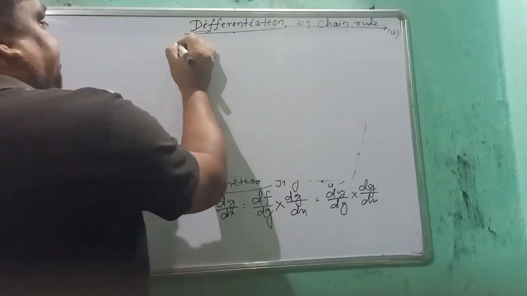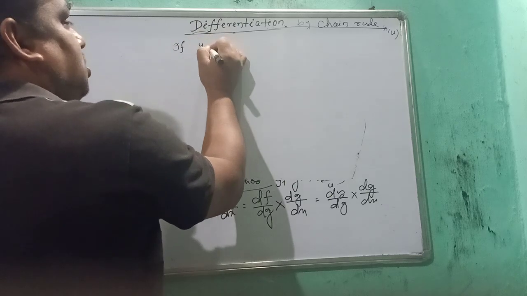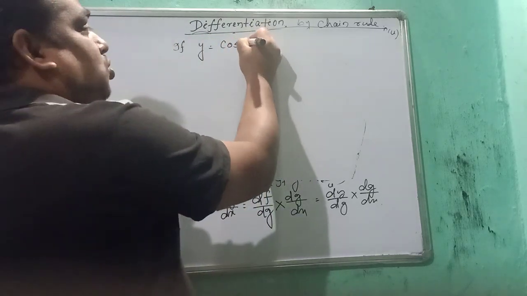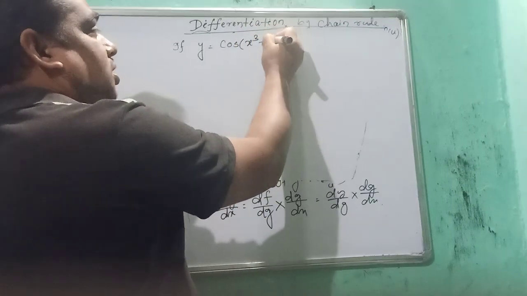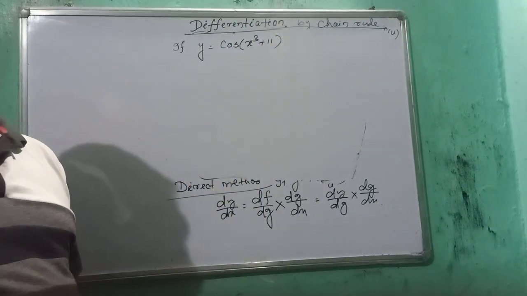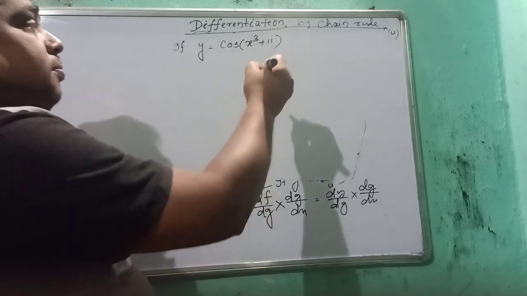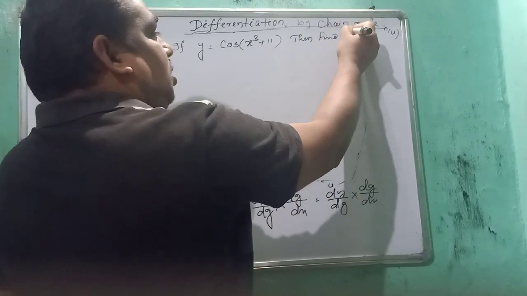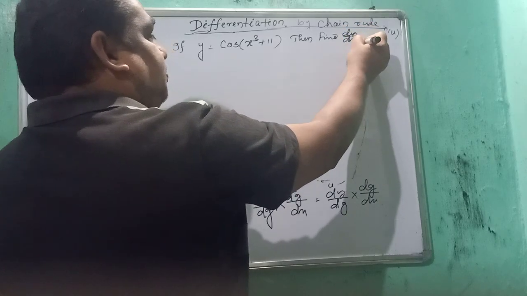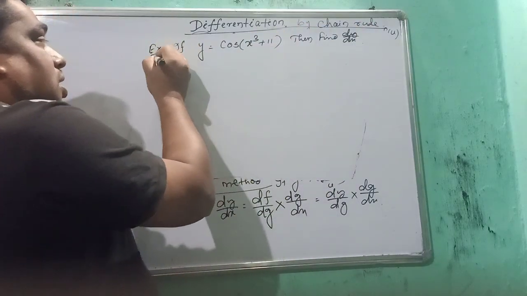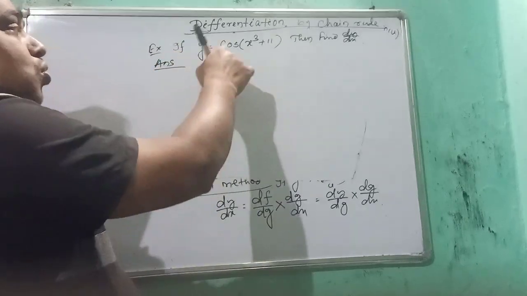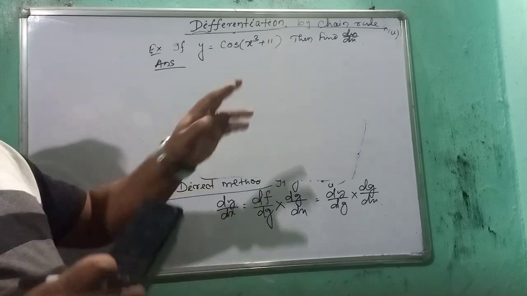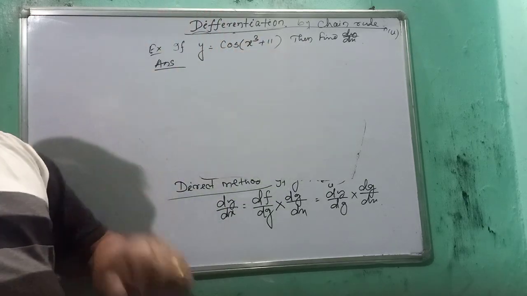If y is equal to cos of (x cubed plus 11) is given, then find dy by dx. Here y is equal to cos of (x cubed plus 11). Already you know the formula for the cos x derivative.